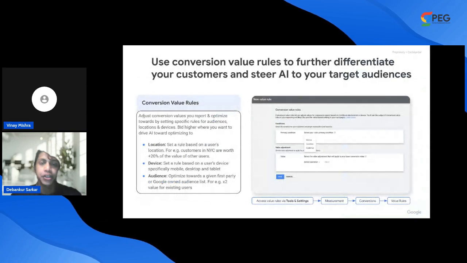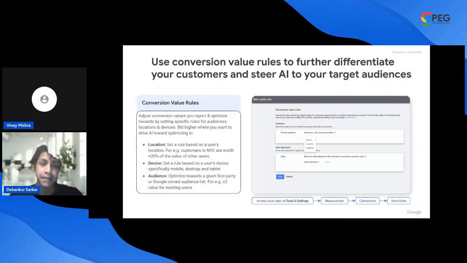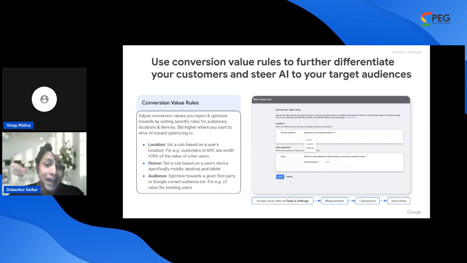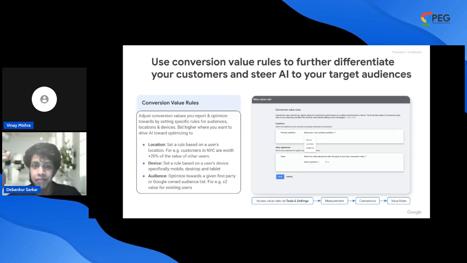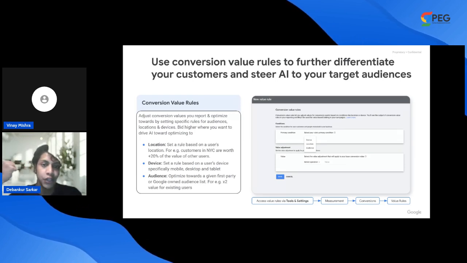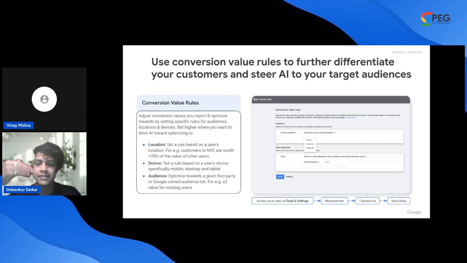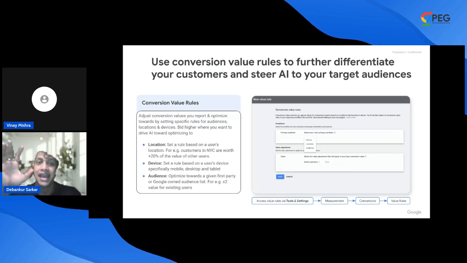All right, now let's talk about adding another layer of sophistication to your Performance Max campaigns, which are your conversion value rules as well. Now think of it like this: all the conversions that you see are not really created equal, right? Like some of them are more valuable to your business than the other ones. So conversion value rules in this case basically allow you to tell Google's AI what exactly they are, right?